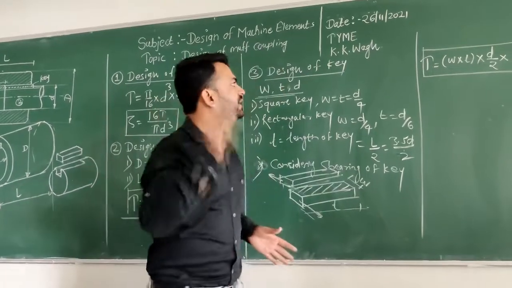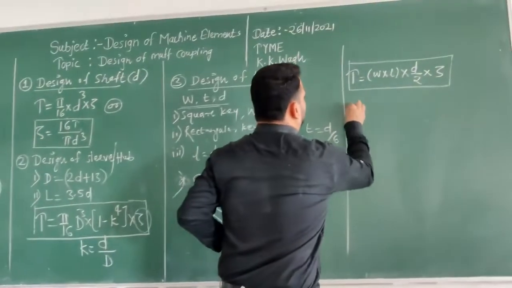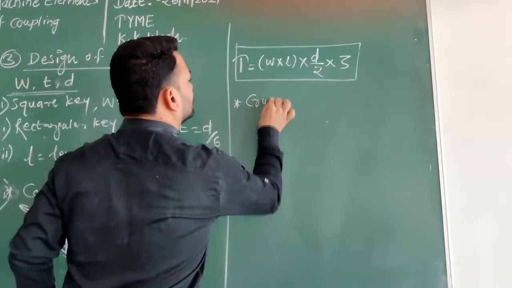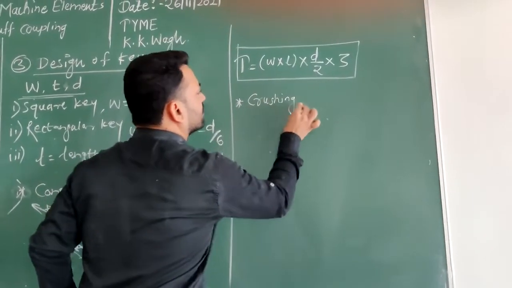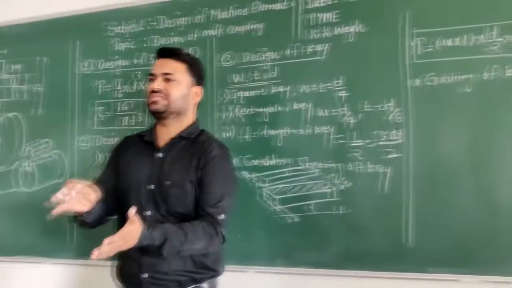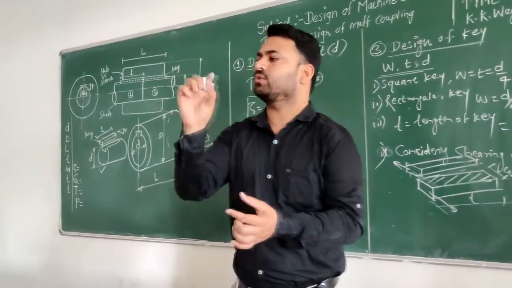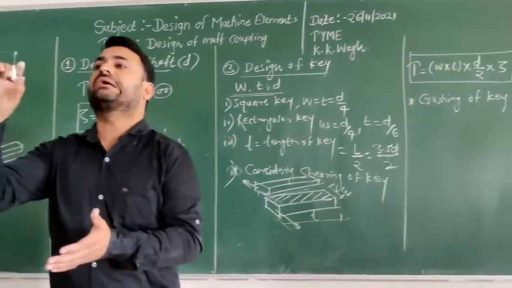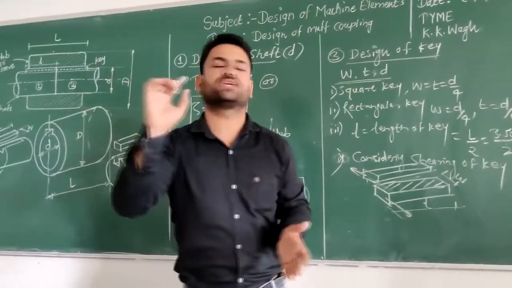Okay? Now the second condition, considering crushing of the key. Key may get crushed. Crushed means in between the slot of the shaft and in between the slot of the hub, it is going to crush.